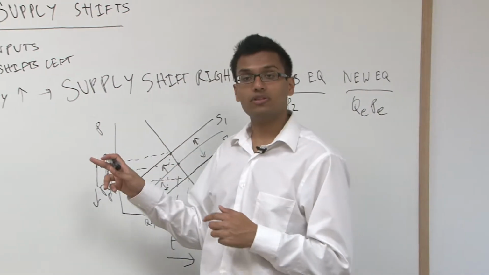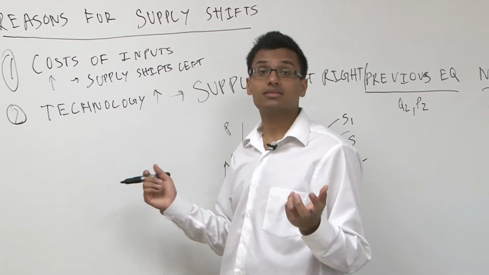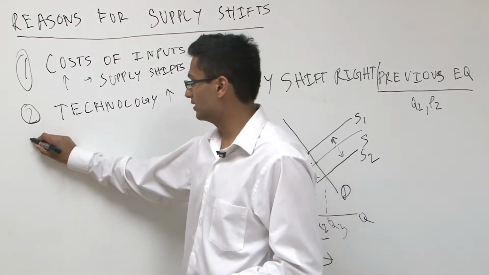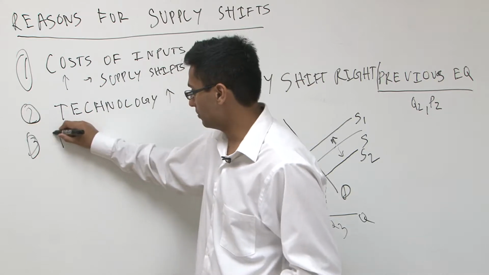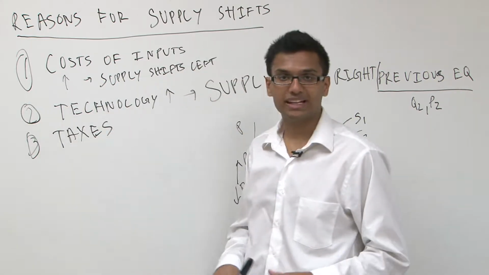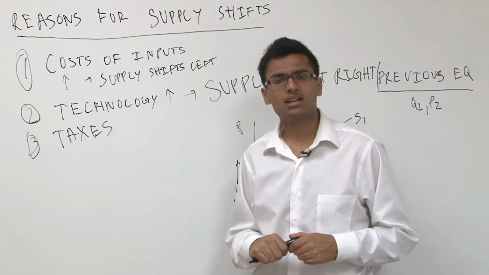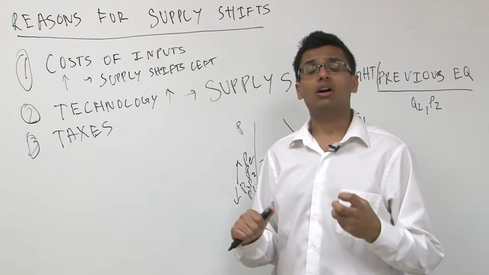Number 3 is actually taxes. So let's talk about taxes. We always like it when people take our money. I'm kidding. Taxes are important because taxes sort of act like costs.